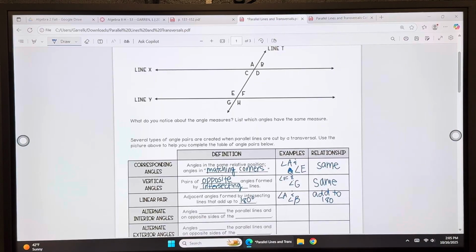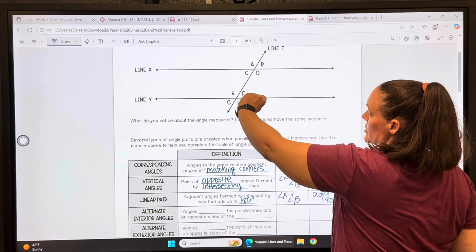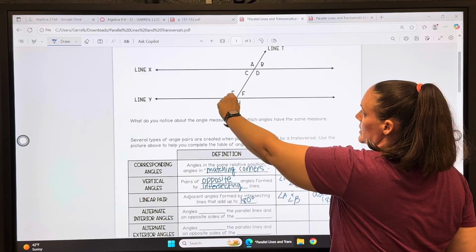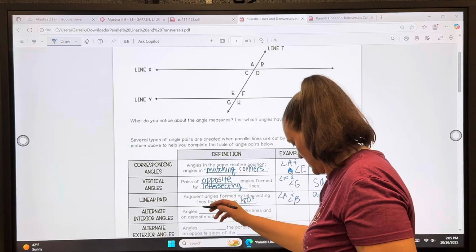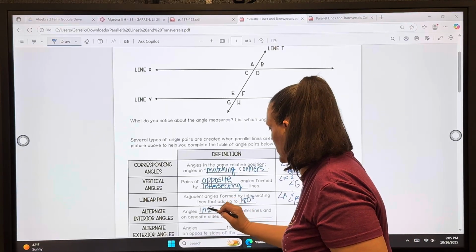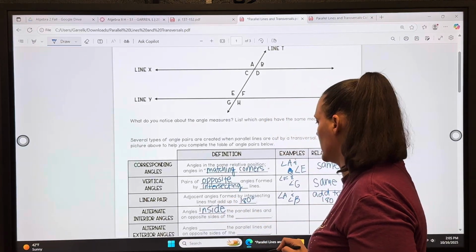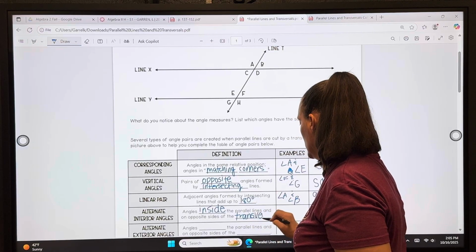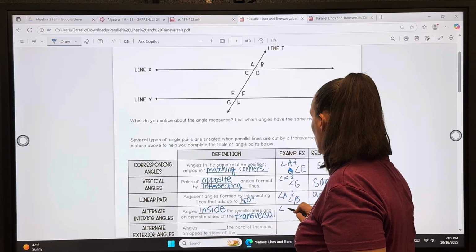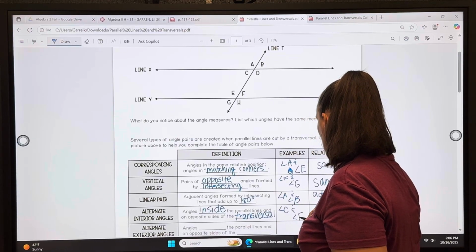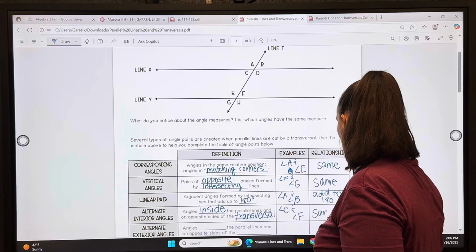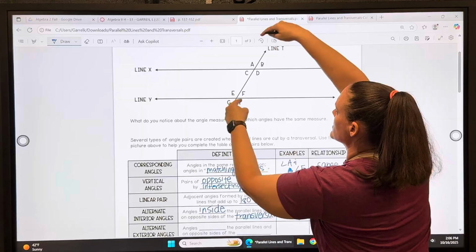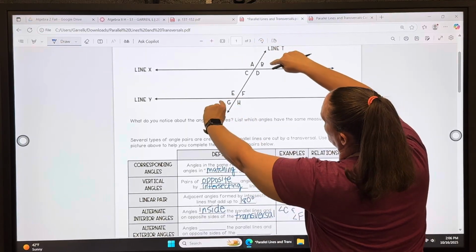All right, alternate interior. That means they're on opposite sides of the transversal and they're between the lines, interior. So C and F are alternate interior, D and E are alternate interior. So they're inside the parallel lines and on opposite sides of the transversal. They are the same measure. Alternate exterior are on the outside of the lines on opposite sides of the transversal. So A and H or B and G.